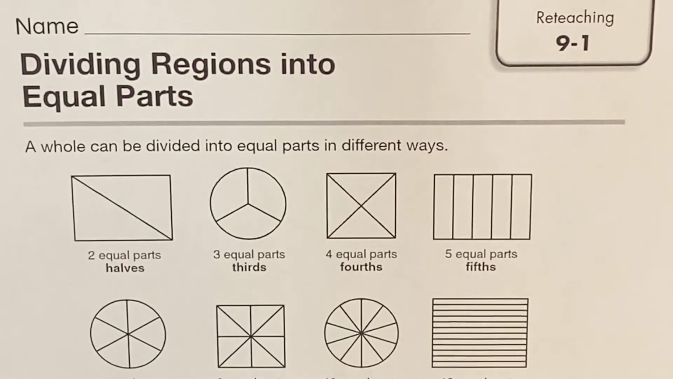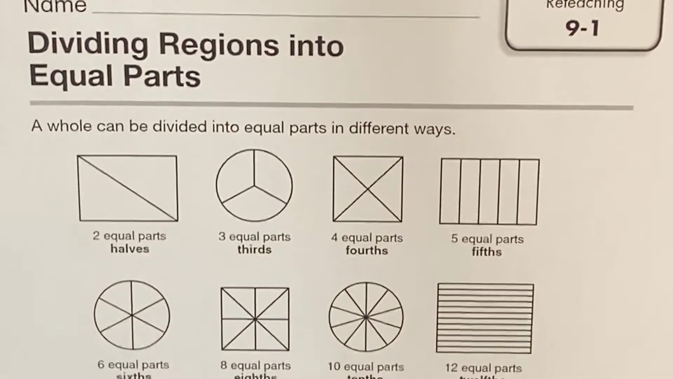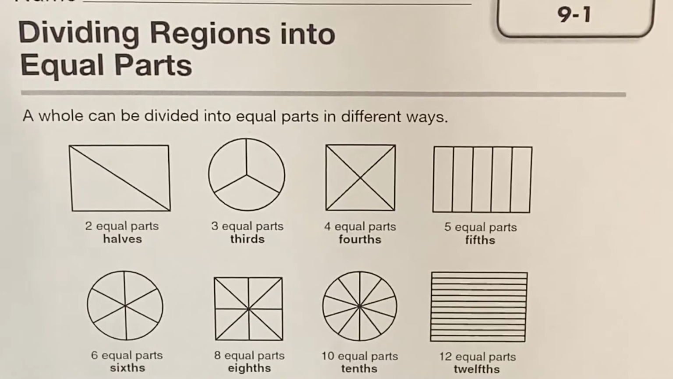A region is just a shape, like a rectangle or a circle or a square, just like the examples on our paper. One very important thing you need to know about fractions is that when a region or a shape is divided into parts, they must be equal parts. They cannot be unequal parts, or we cannot call them fractions. So let's look at some of these regions.